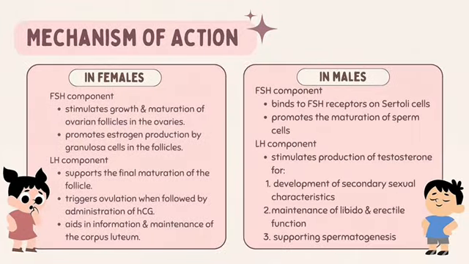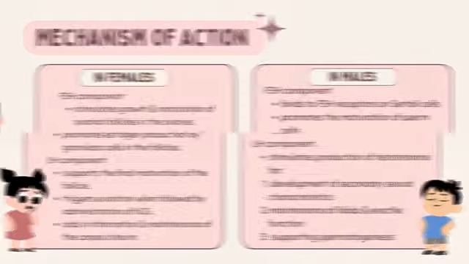poisons. The mechanism of action differs slightly between females and males. In females, the FSH part promotes follicle growth and estrogen production, while LH supports follicle maturation and triggers ovulation. In males, FSH helps mature sperm and LH stimulates testosterone production, supporting sperm production and libido.